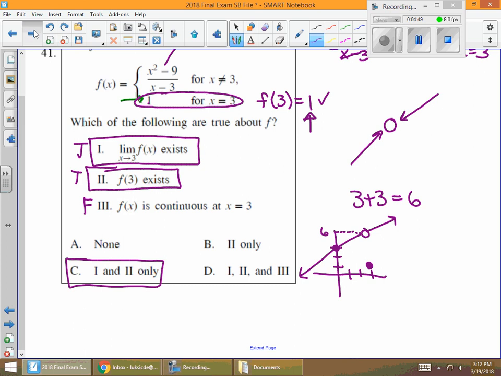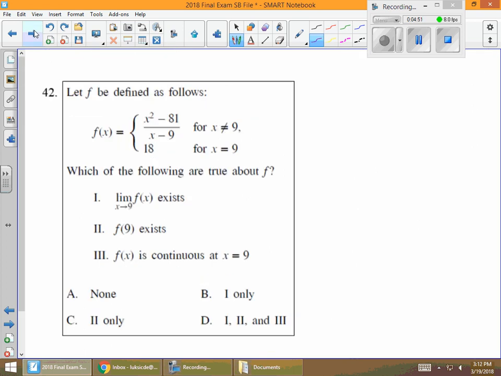All right, let's take a look at 42. A similar problem here with 42. Go ahead and pause and see if you can use what we did on the last problem for this one. All right, hopefully you had a chance to look at that.